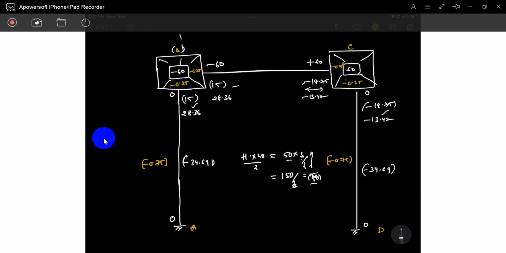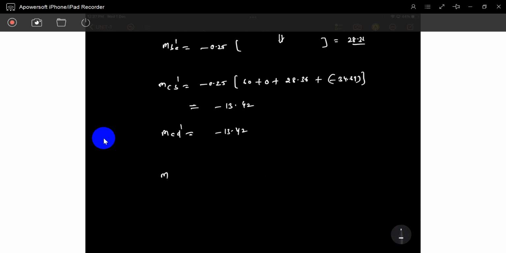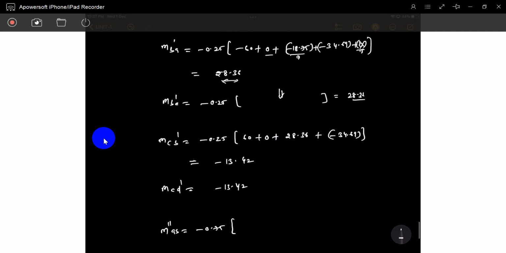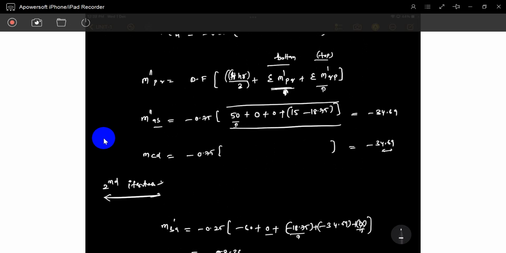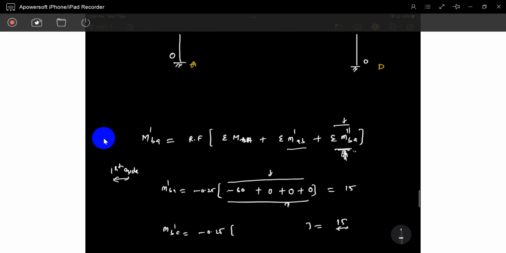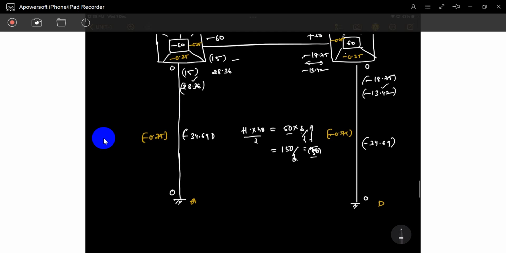Once you have calculated the rotational, now go again to translational. MEAB, what is that? Displacement factor multiplied with the story moment, 50. The story moment is 150 divided by 3, which is 50, plus the rotational contributions from the top and from the bottom. From the top you will get 28.36 and 13.42. From the bottom, 0 and 0. If it is also a hinge, you will get a lot of values.